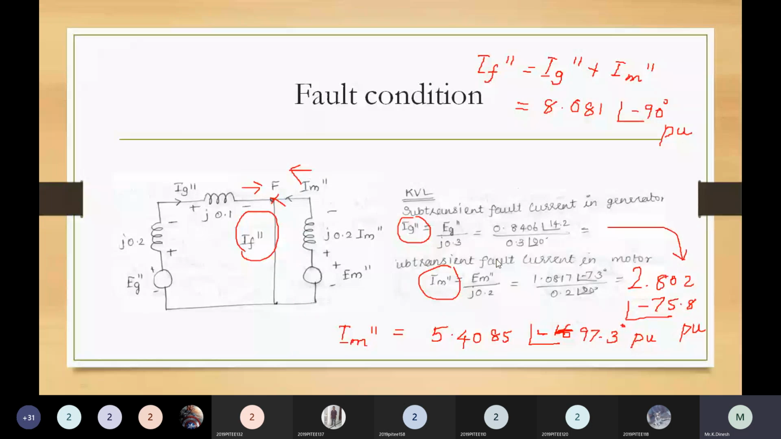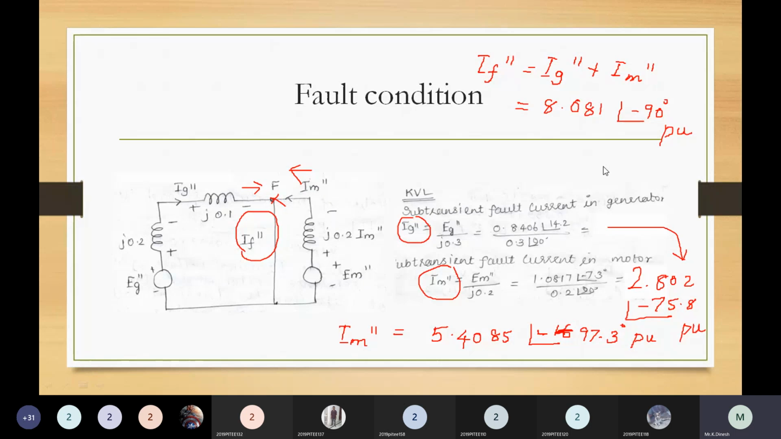So next one is the motor subtransient fault current. IM double dash is EM double dash by J0.2. So 1.0817 at an angle minus 7.3 divided by 0.2 at an angle plus 90. So the answer is 5.4085. So what is our intention? The fault current. IF double dash is IG double dash plus IM double dash. So 5.4085 plus 2.802, you may get 8.081 at an angle minus 90 per unit. This is the final solution you have from the KVL method or basic circuit analysis method.